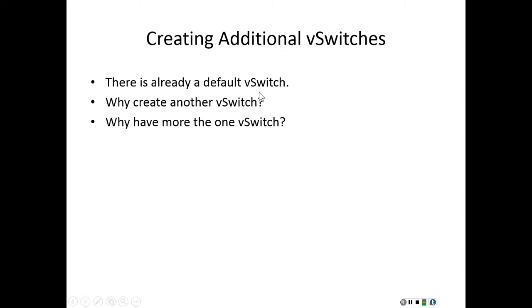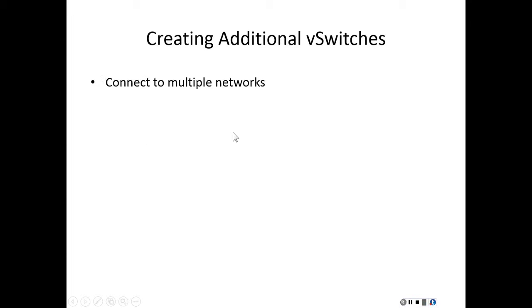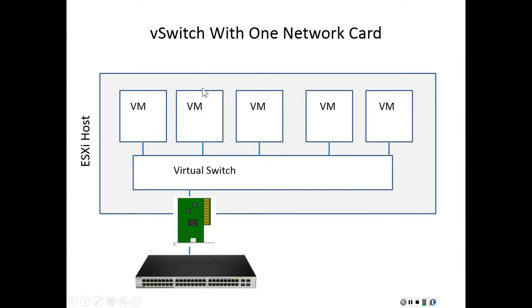Now, you might say, if there's already a default switch, why would you create another switch? Why would you have another switch if there's already one built in? And the answer is because you want to connect to multiple physical networks. So here's the example. We have an ESXi host which has multiple virtual machines, a single physical network interface card which is connected to a single physical switch, and we have the virtual switch which connects the virtual machines to the physical network interface card.